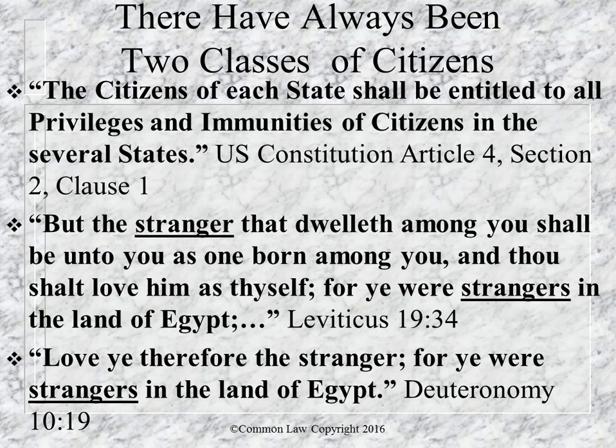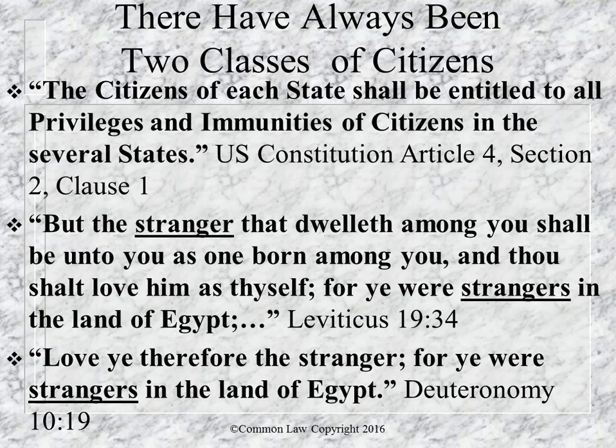The citizens of each state shall be entitled to the privileges and immunities of citizens in the several states. That's U.S. Constitution, Article 4, Section 2, Clause 1. That's the citizens in each state. That's state citizens, and citizens in the several states is U.S. citizens. But the stranger that dwelleth among you shall be unto you as one born among you. Thou shalt love him as thyself.